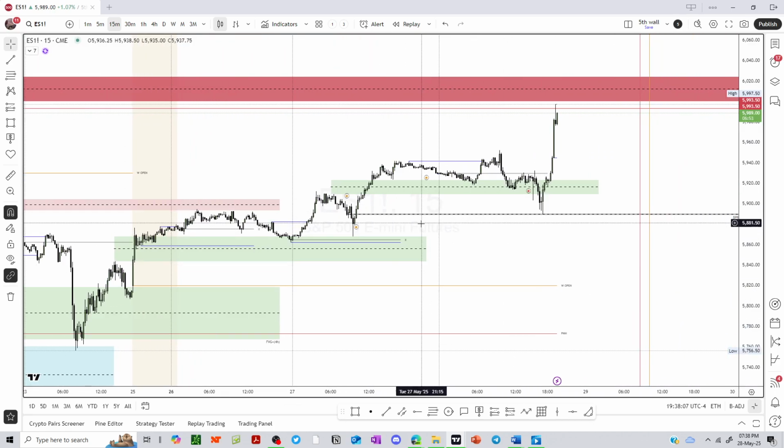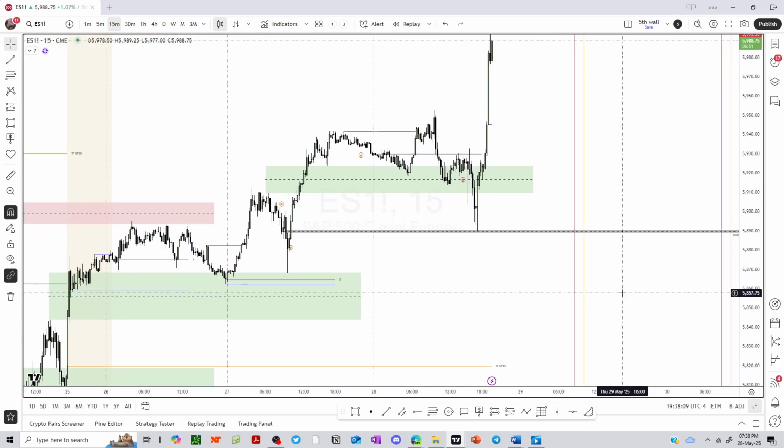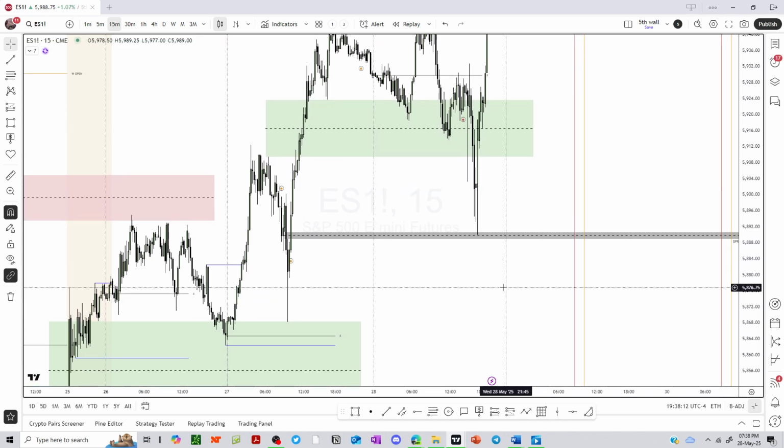So this right here is a balanced price range. Just kind of drew that out.